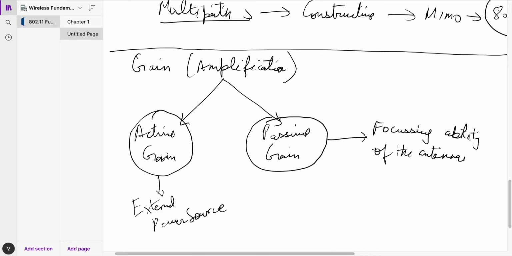Now, antennas are basically passive devices. We'll talk more about what an antenna is, but you should know that in active gain, we have to supply power from an external source. But in passive gain, we are just focusing the signals using the antennas, and hence we are increasing the gain. That's called amplification.